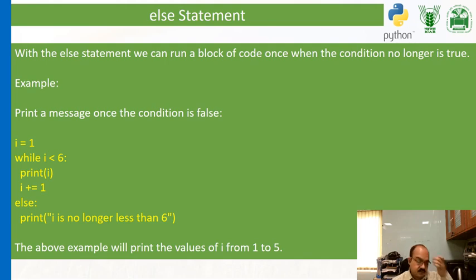So i is initialized with 1, while i is less than 6, print i. i is equal to i plus 1, else print i is no longer less than 6. So this particular example will print the values of i from 1 to 5, and when the value of i is 6, what will it do? It will print i is no longer less than 6.